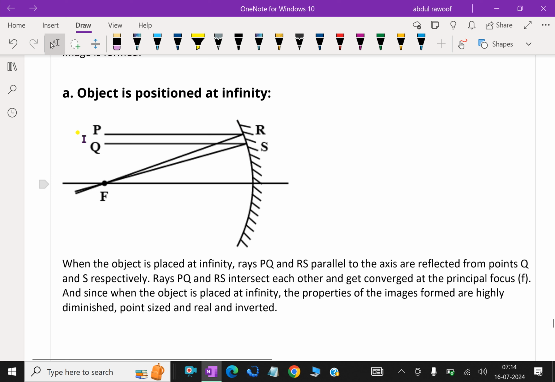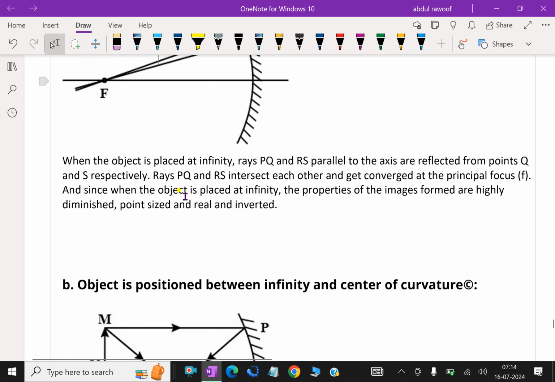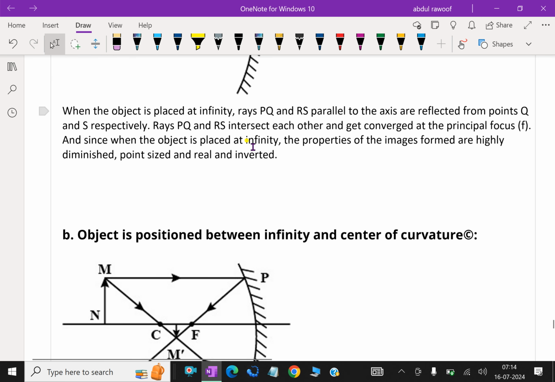That means the rays PR and QS coming from infinity fall on the mirror surface and reflect back through the focus. So this ray and this ray pass through the focus, all rays. When the object is placed at infinity, the rays PQ and RS are parallel to the axis and reflected from the points Q and S, and these 2 rays pass through the point focus.